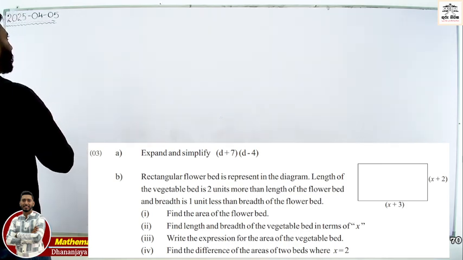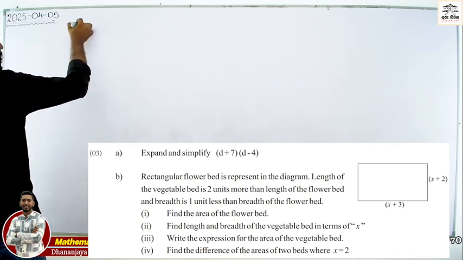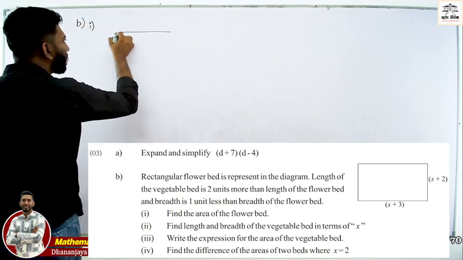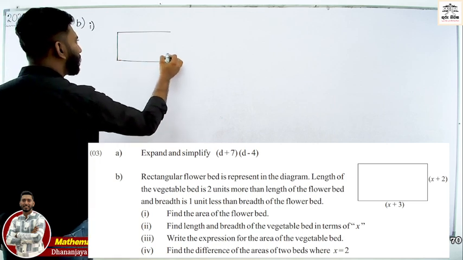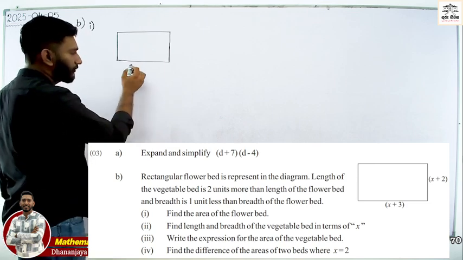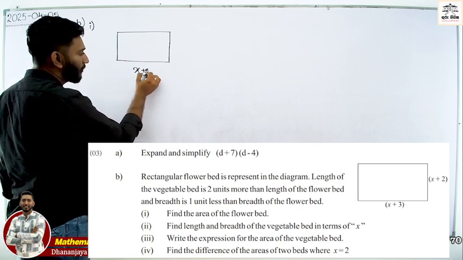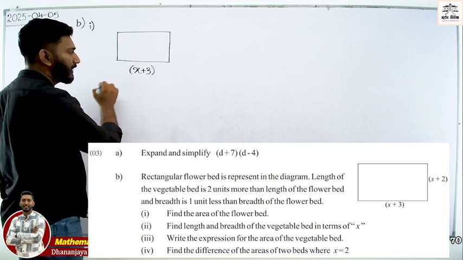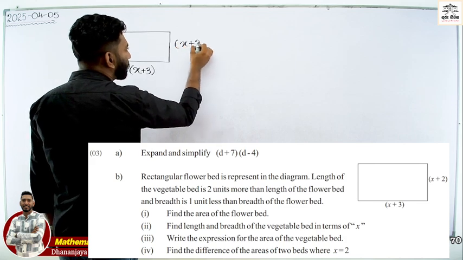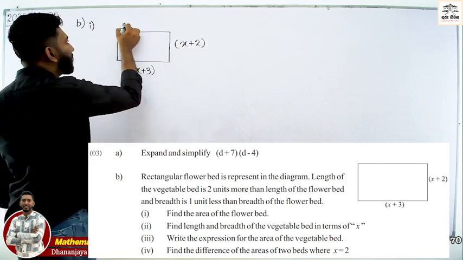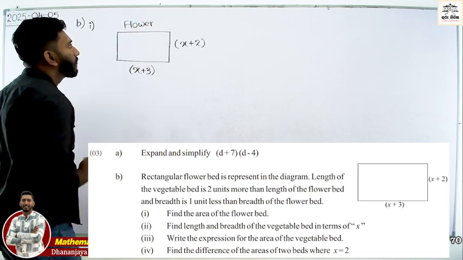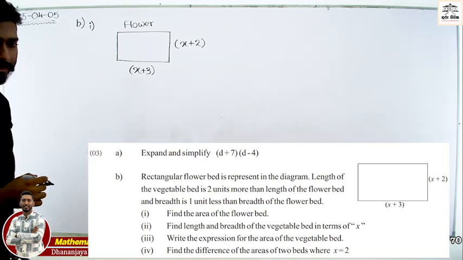Main question number B and Roman number 1, and you know the figure, and this is a rectangular shape, and the length is x plus 3. Very good. And the breadth becomes x plus 2. And this is a flower bed.